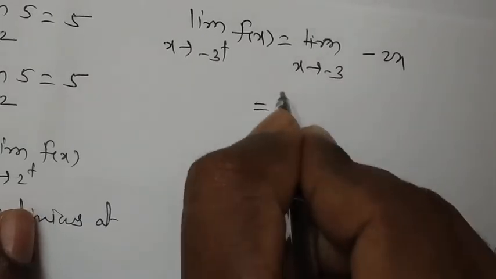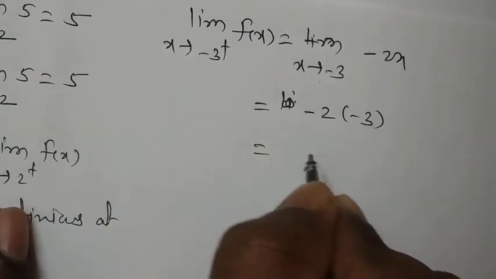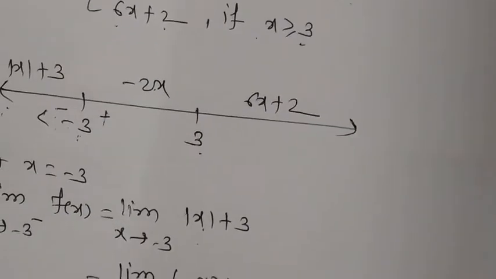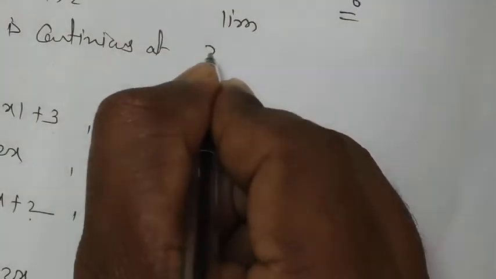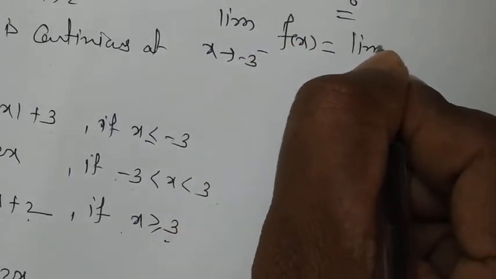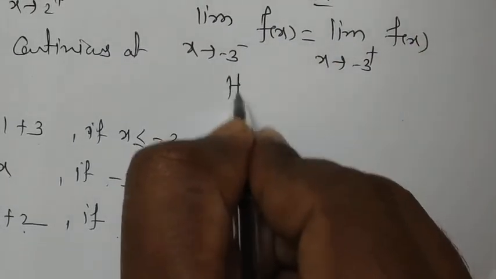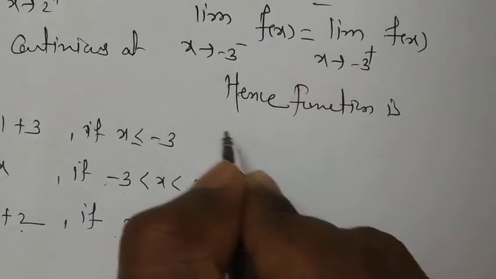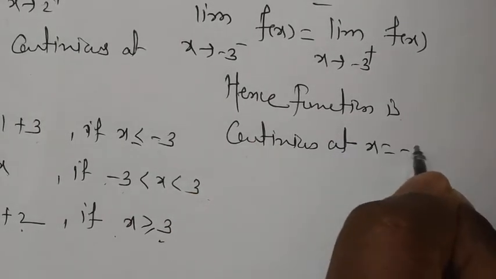Put up the value in the limit, minus 3, then minus 2 of minus 3, the answer becomes 6. Check it, this is 6, and here the answer is again 6. So we can write here limit x tends to minus 3 minus of f of x is equal to limit x tends to minus 3 plus of f of x. Hence the function is continuous at x equals minus 3.